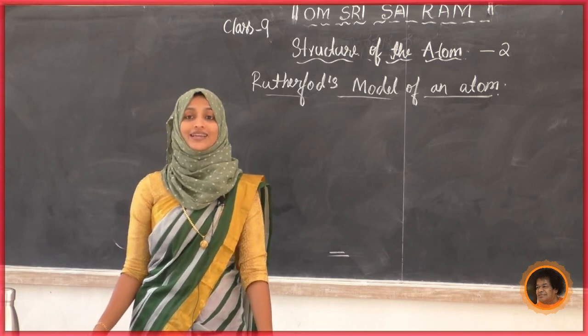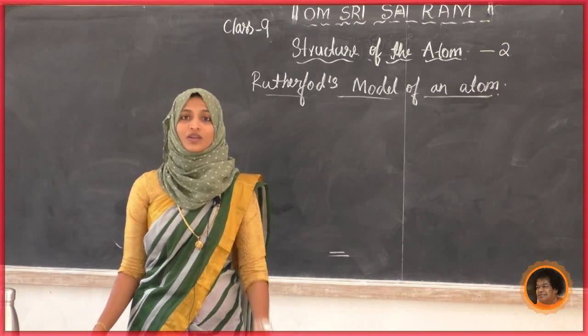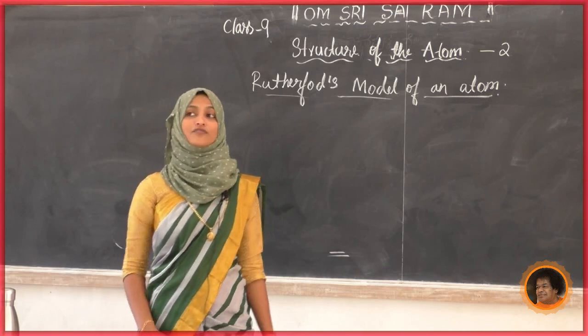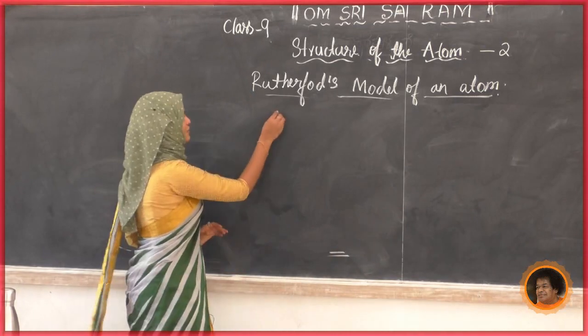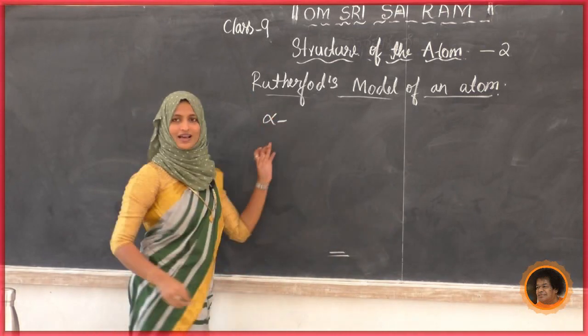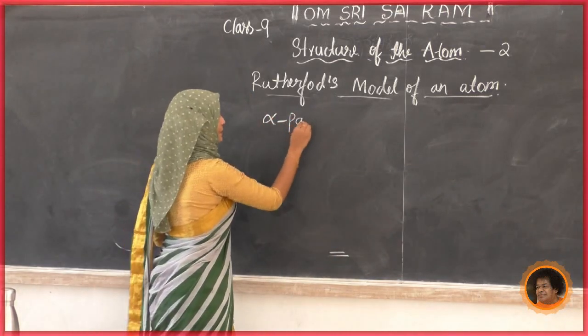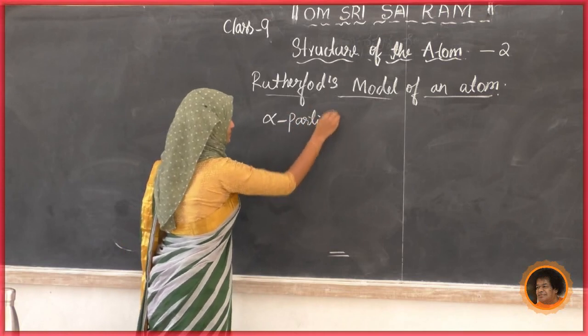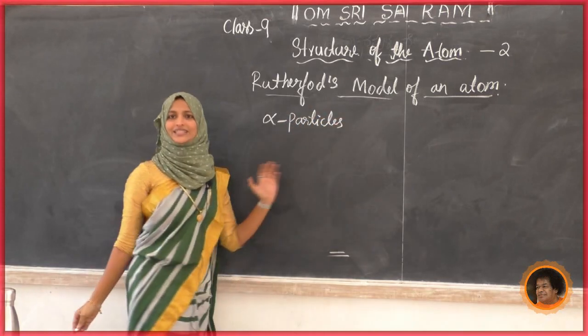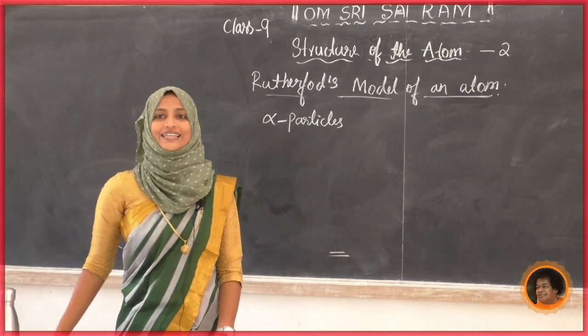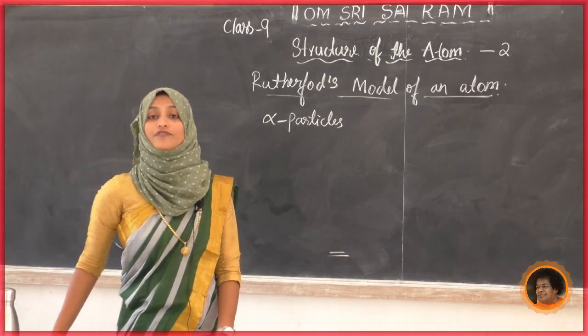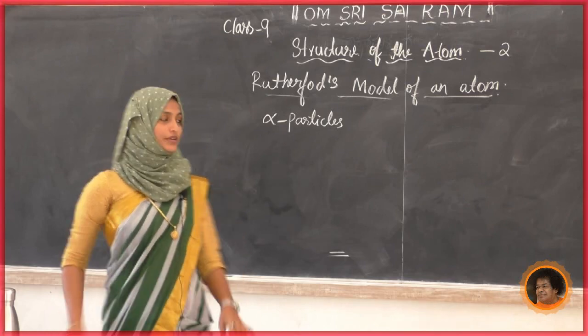He is selecting fast moving alpha particles. We can write like this: alpha particles. That is the material required for his experiment, alpha particles, and he is selecting a gold foil. Gold foil.